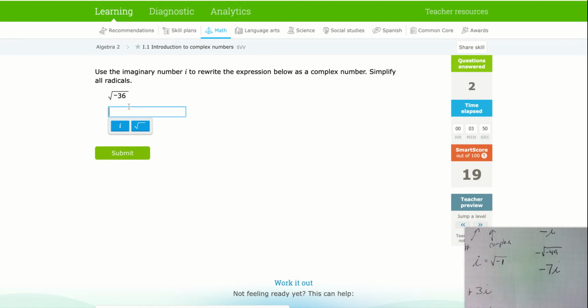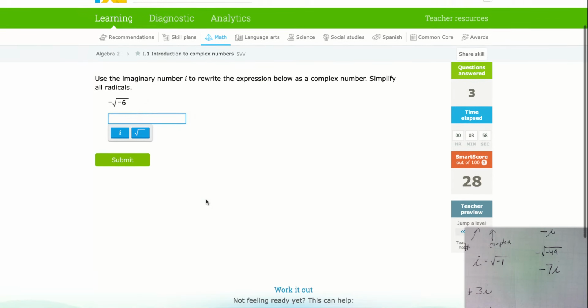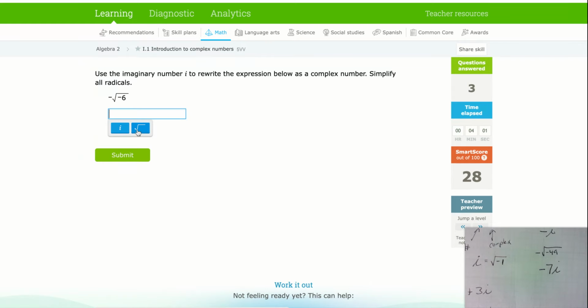Again, this one should actually be fairly simple. Square root of 36 is 6. The square root of the negative is i. Again, this one, that's why they give you the square root button here. I don't know what the square root of 6 is, but I do know what the square root of the negative part is. The square root of this negative is going to be i. I don't know what the square root of 6 is, and then there's a negative out front. So you'll actually type in a negative square root of 6.